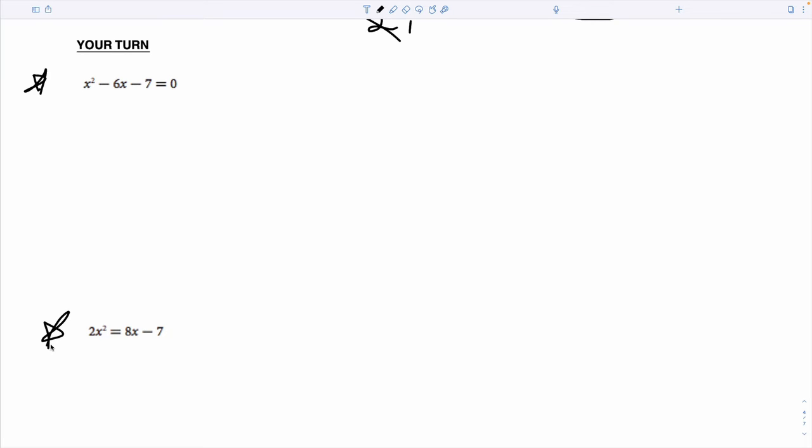Can you factor the first one? What multiplies to -7 but adds to -7? 7 and 1. What's the negative and what's the positive? Yeah. Factor it, solve it. That took me about 20 seconds. If you finish one, you can move to number 2.